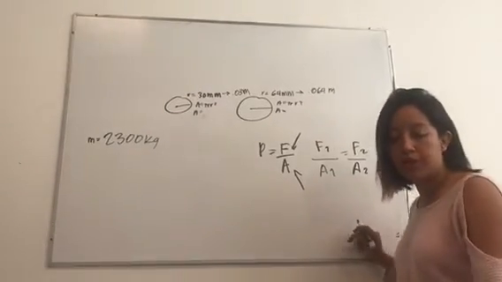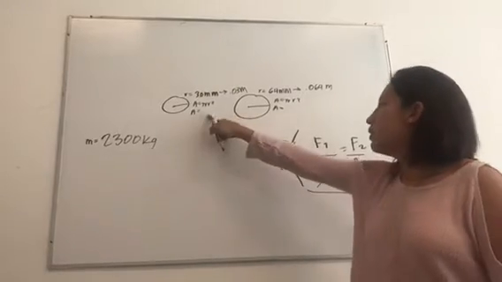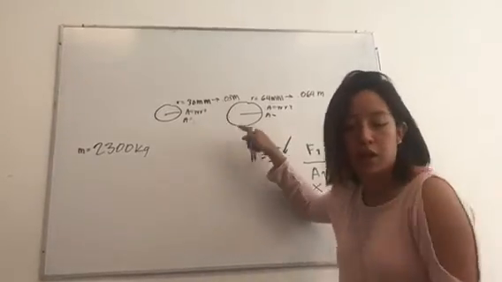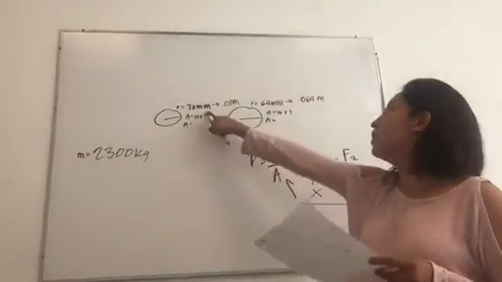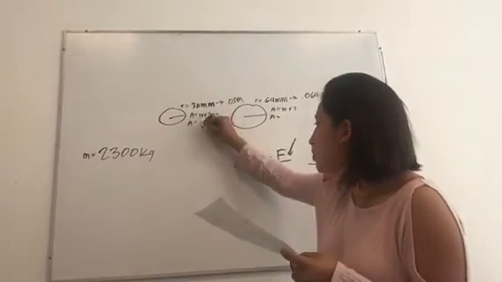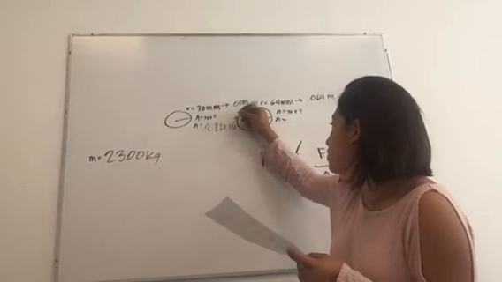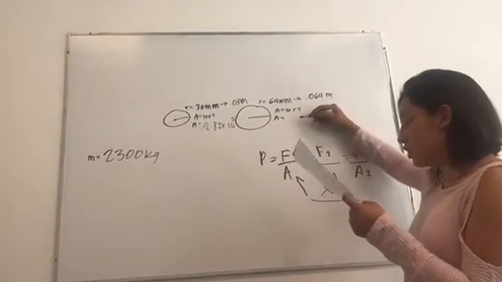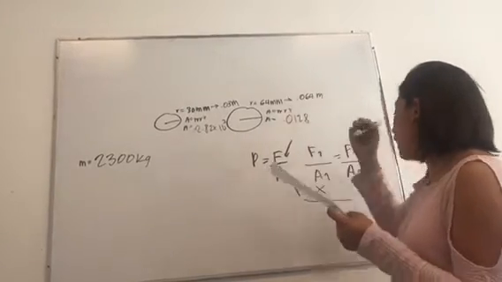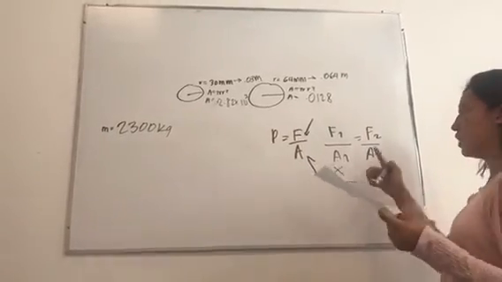So we're gonna substitute. We don't know force 1, but we know area 1 that we calculate with the 30 millimeter radius. So we convert millimeters to meters, and we calculate the area that is 2.82 times 10 to the minus 3. And the 64 is going to be 0.0128. So we have the area of both pistons. Now we're going to use it in our formula.